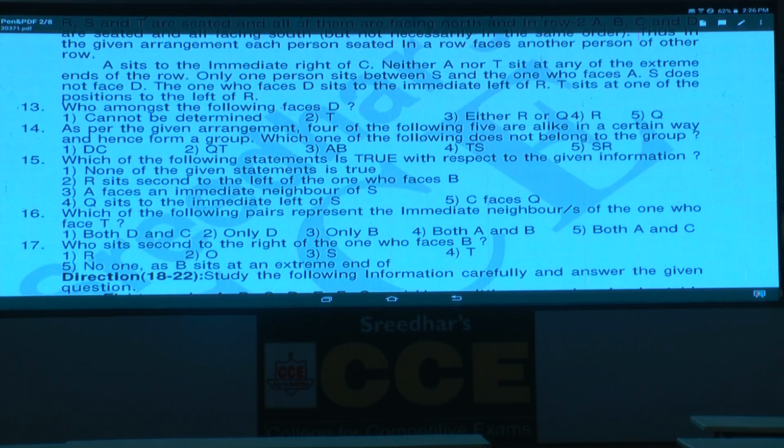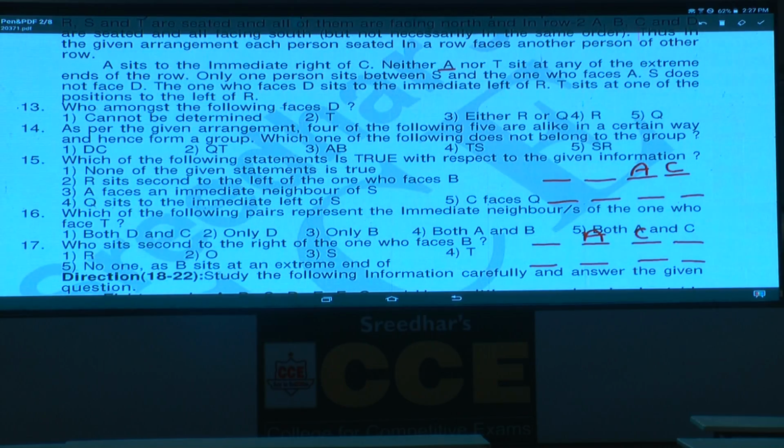As A is to the immediate right of C, how many possibilities do we have? We have 2 possibilities. What are those 2 possibilities? 1, 2, 3, 4, and the second possibility 1, 2, 3, 4, and we can take it like this as well. Neither A nor T is at any of the extreme ends of the row. As A cannot be at the extreme end of the row, what are the possibilities? A can be here. A is to the immediate right of whom? A is to the immediate right of C. If C is here, A will be here. That is one possibility. And the second possibility is A is here and C is here.